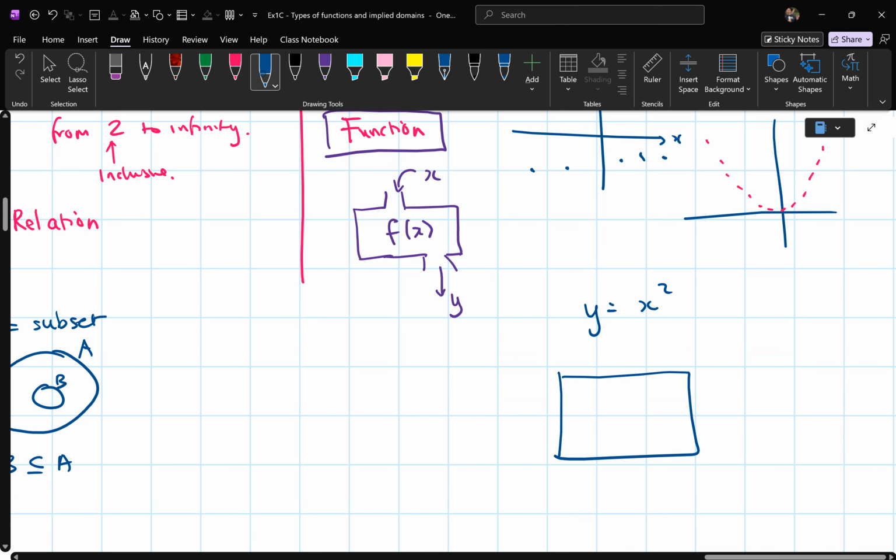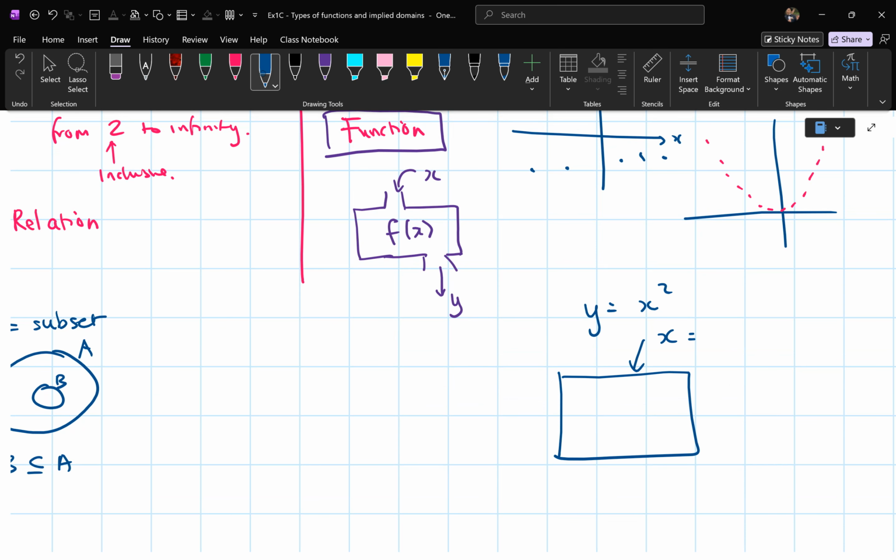So if I just picked any number and you chuck it in, it doesn't matter which number you think of. If I put in x equals -2, the function is x squared. So I'm putting -2 into the function, and the square of -2 gives me 4. It's only one value. So 1 x gives me 1 y. You can put multiple x's as long as it comes out as 1 y. That is called a function.